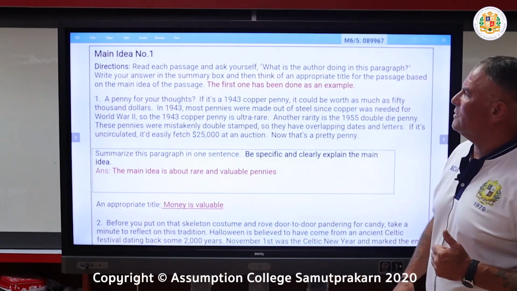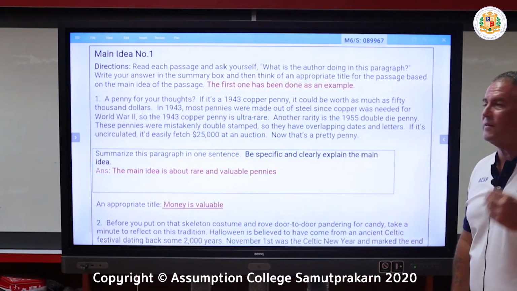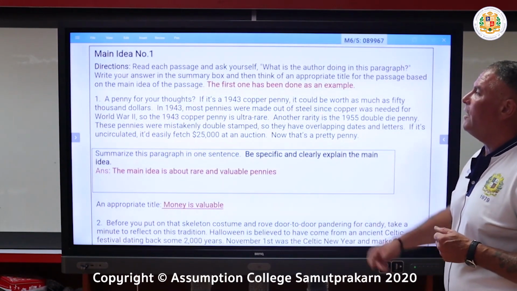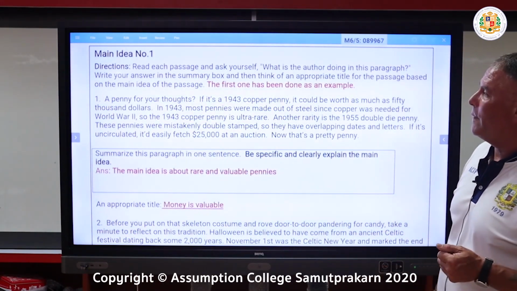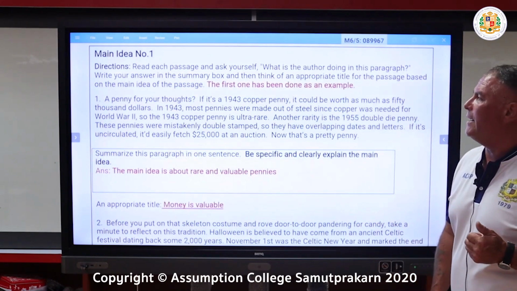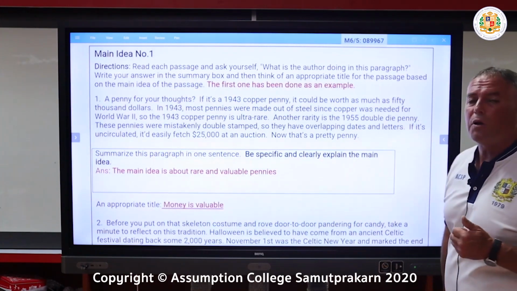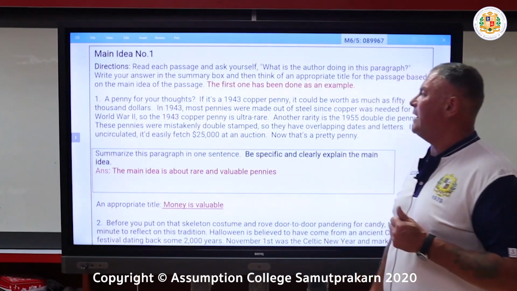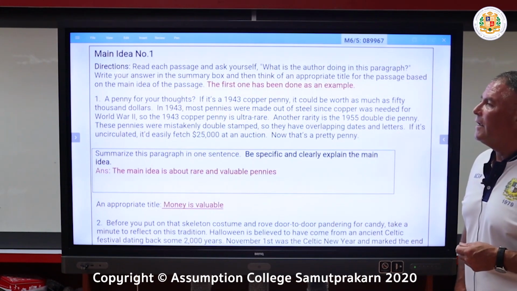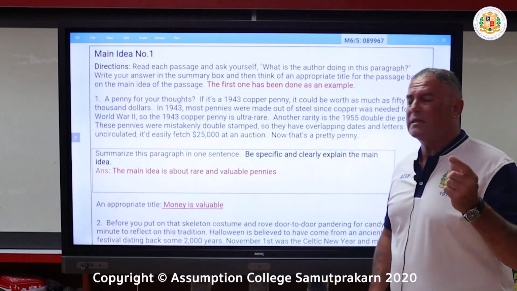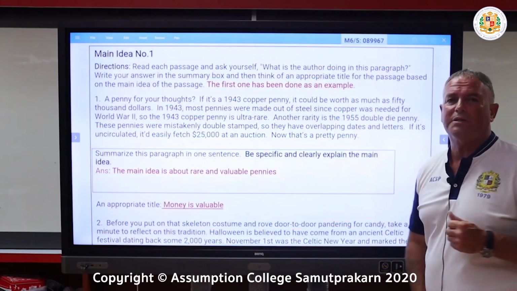A penny for your thoughts. It's a 1943 copper penny. It could be worth as much as $50,000. In 1943, most pennies were made out of steel since copper was needed for World War II. So the 1943 copper penny is ultra rare. Another rarity is the 1955 double die penny. These pennies were mistakenly double stamped, so they have overlapping dates and letters. If uncirculated, it could easily fetch $25,000 at an auction. Now that's a pretty penny.